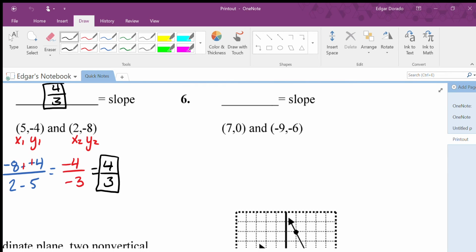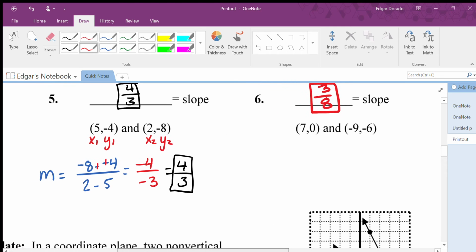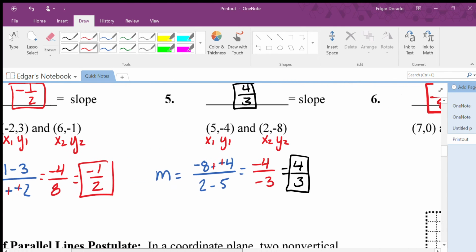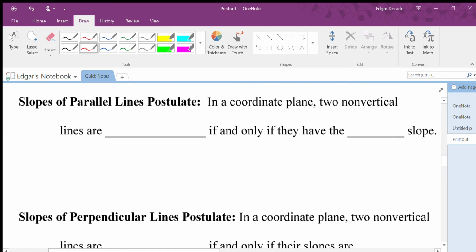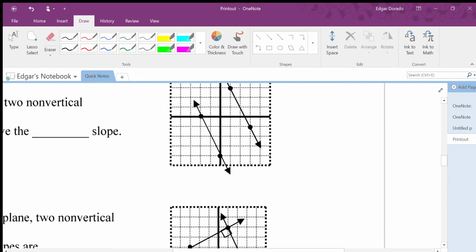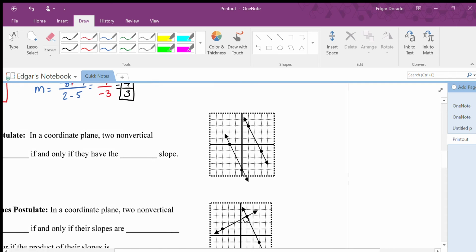All right guys, I'm going to have you try out number 6 on your own, and I'll just go ahead and write the final answer for you. Alright, so if you tried out number 6, you should have gotten an answer of 3/8. If that's not what you got, make sure you go back and look at your formula, and make sure you applied all of your steps correctly. Alright, so let's go ahead and zoom out here.